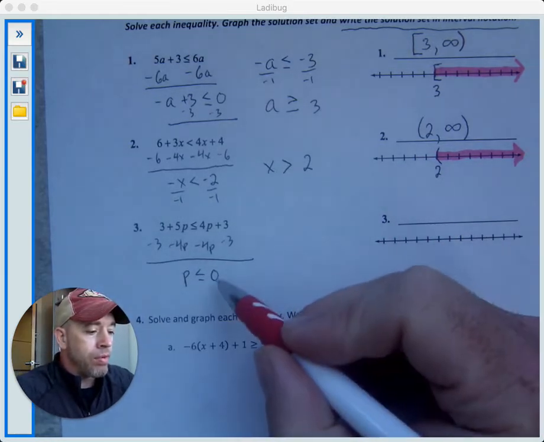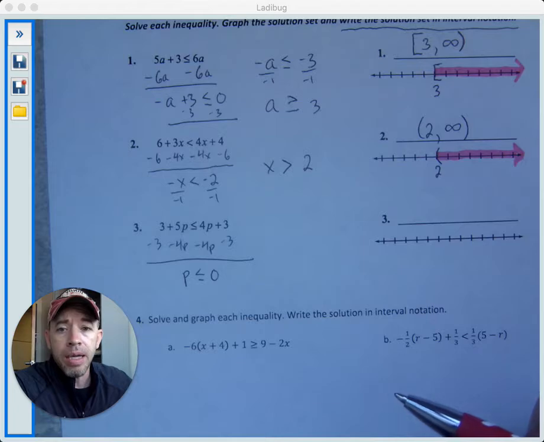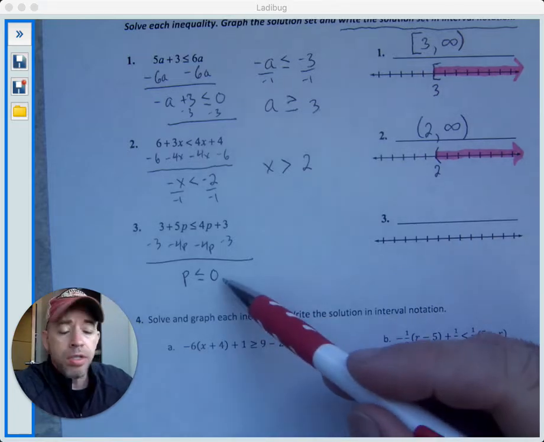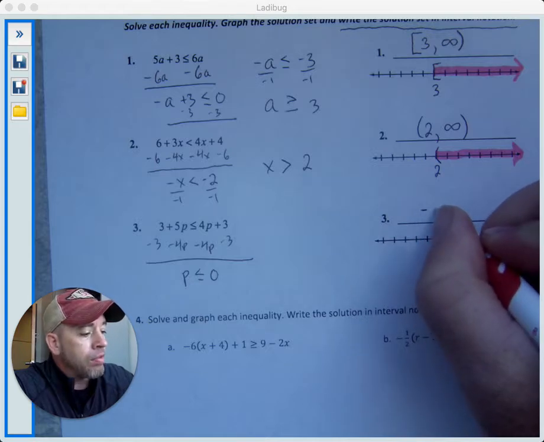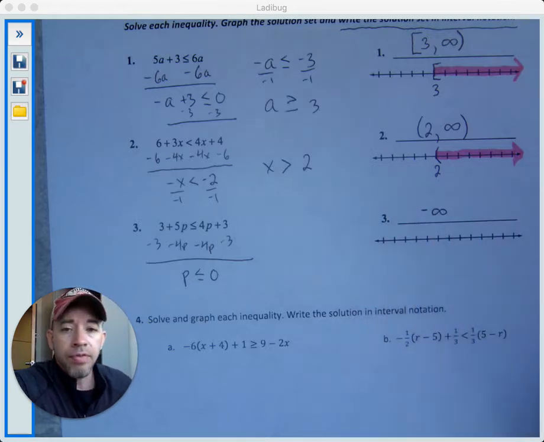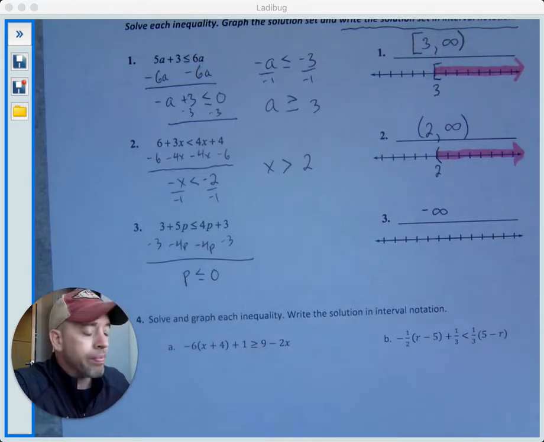So 0 needs to be somewhere, but here we're less than or equal to, right? So the smallest number would actually be negative infinity because we can go as far as we want to less than 0. We always put the smaller number on the left in interval notation. Negative infinity is smaller than 0. We're going to go all the way to the left of 0.